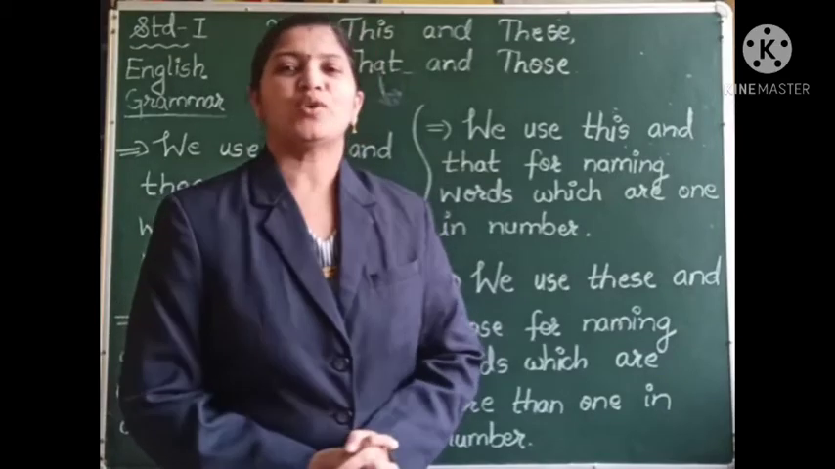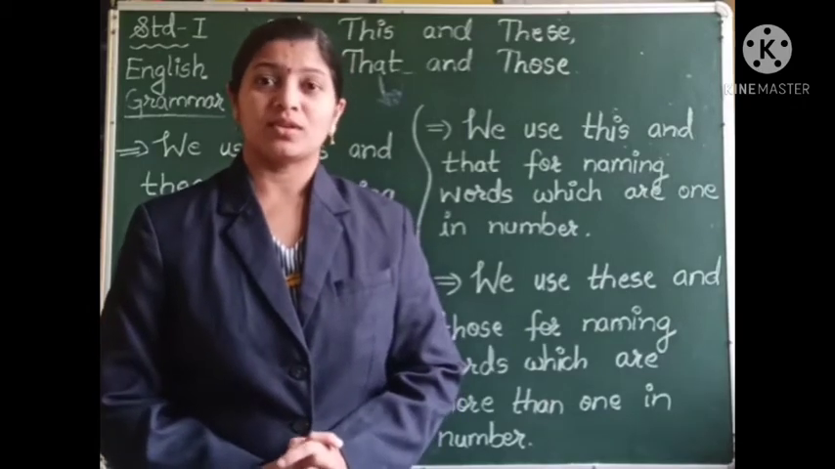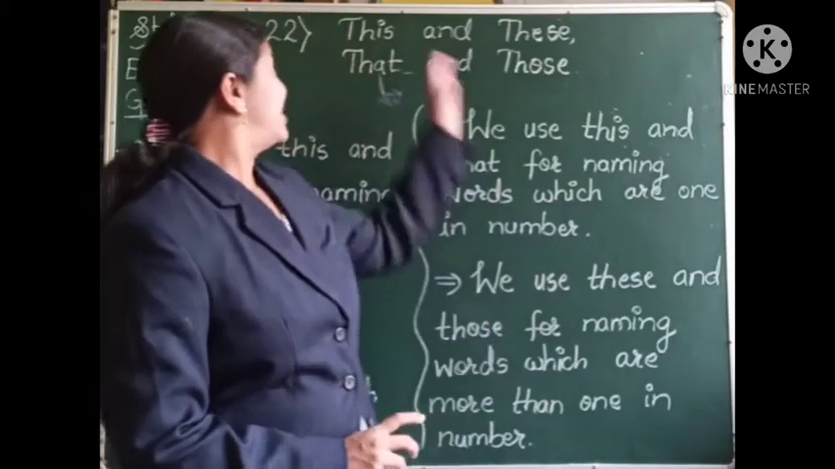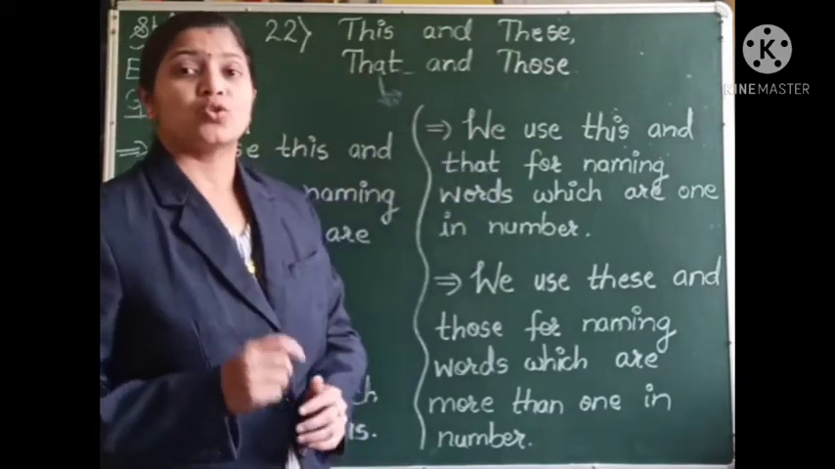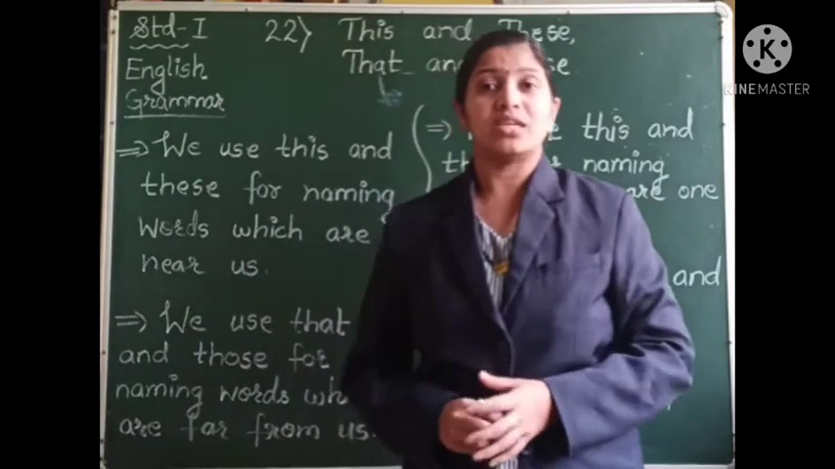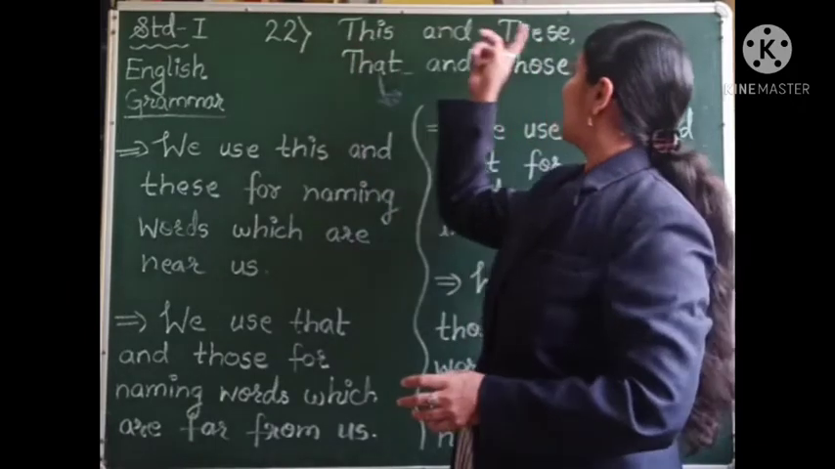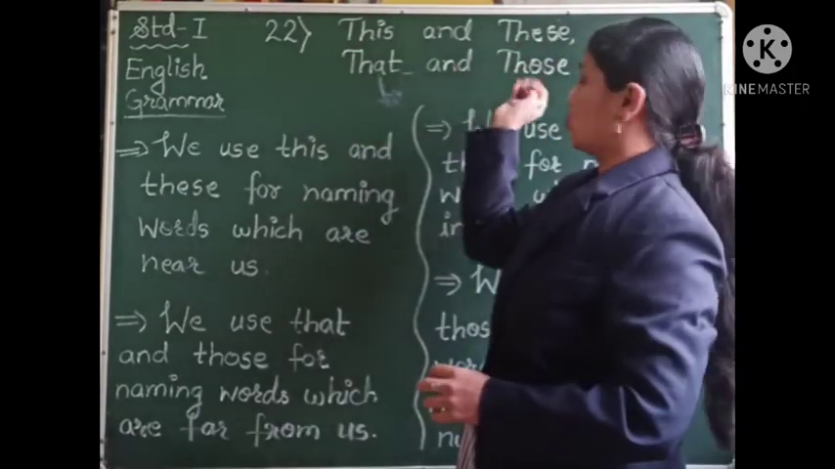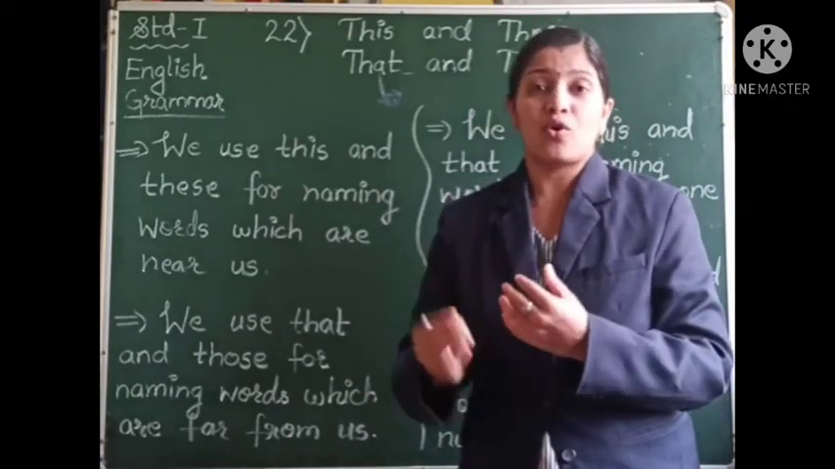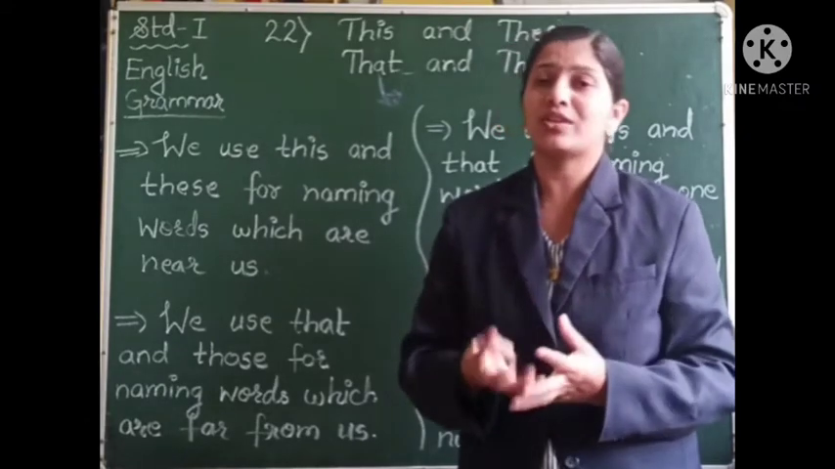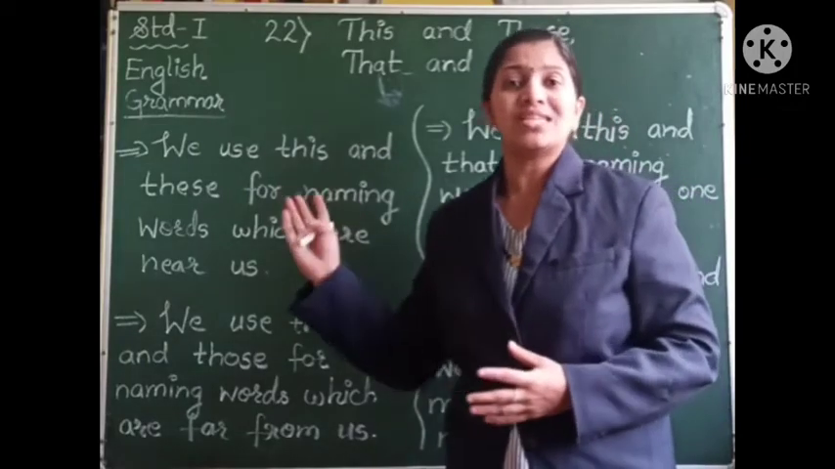Hello students, today we are going to discuss topic number 22 from our English grammar book. The name of this topic is this and these, that and those. So students, in this topic we are going to see where and how to make use of words like this, these, that, those. According to the position or the number of the objects, places or things we are talking about, we are going to make use of these words.